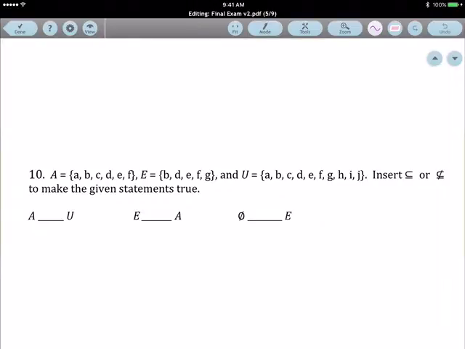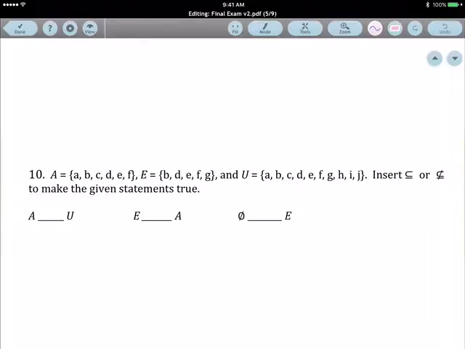So now getting into chapter 8 about sets. Let's look at this example. It says set A is A, B, C, D, E, F. Set E is B, D, E, F, G. Set U is A, B, C, D, E, F, G, H, I, J. And you're supposed to insert either the first symbol if it is a subset or the second symbol if it's not a subset to make the statement true.